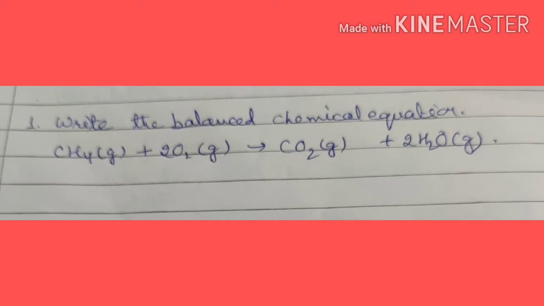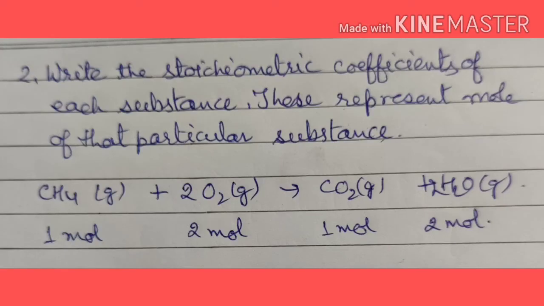Now the second point, write the stoichiometric coefficient of each substance. These represent moles of that particular substance. So now we'll write the moles for the stoichiometric coefficients. Here we are taking 1 mole of methane, CH4 gas, plus 2 molecules of O2, and you will get 1 molecule of carbon dioxide and 2 molecules of water.